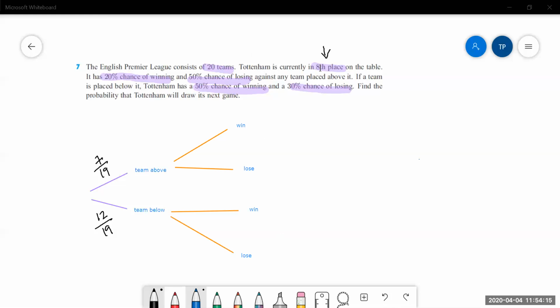Okay, but the thing is, in a soccer match, we can draw. It need not be win or lose, right? So we have to factor in draw. For draw, I will put it in black.